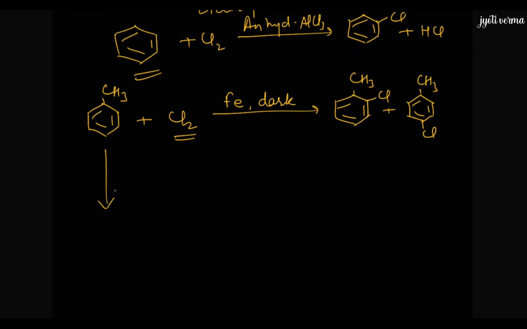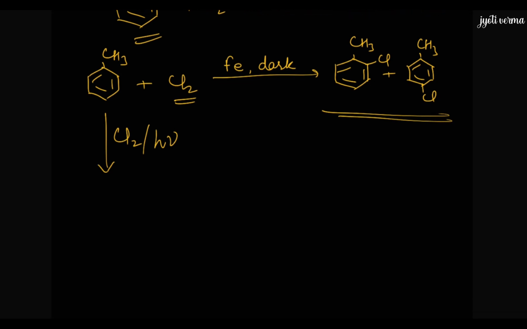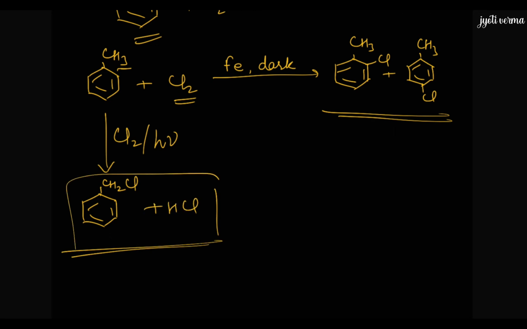But if we carry out the reaction of toluene itself with chlorine in presence of sunlight, then it won't be this type of reaction. It won't be electrophilic substitution. It will undergo the free radical substitution in the side chain, and that is how the product obtained will be, that is CH2Cl plus HCl. So that is how the reaction will take place. Everybody should be very clear about it, that in presence of sunlight there won't be any ring substitution, there won't be any electrophilic substitution. The substitution will take place but in the side chain.